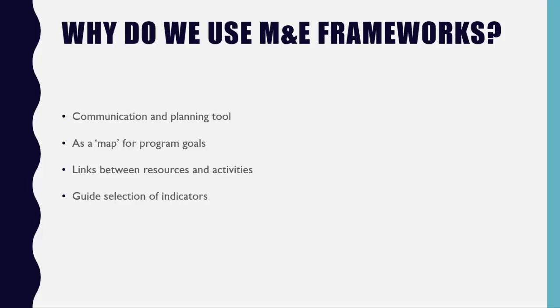Okay, so why do we use M&E frameworks? There are 4 reasons. The first one is communication and planning. I would like to think of this as a tool for mainly planning. It's more of a planning tool because when the implementation comes, you're going to be referring to this table. So that table is going to help you understand the indicators. It is mainly the indicators that help you know what exactly you're supposed to be collecting, analyzing, and reporting on.